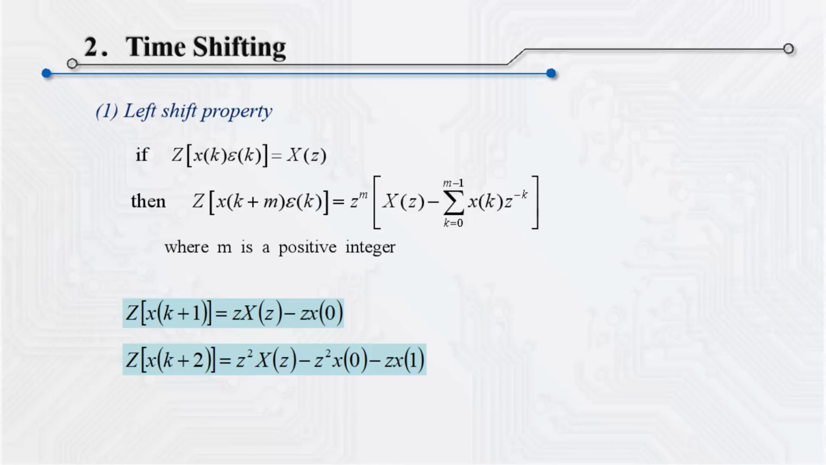But in practice, when we describe the system of discrete difference equations for second-order LTI systems, we encounter two frequently used shift expressions, as shown in the slide. The left shift property of x of k plus 1, x of k plus 2, left shift characteristic. Everyone is asked to be familiar with these two results. The above is a general case of it.